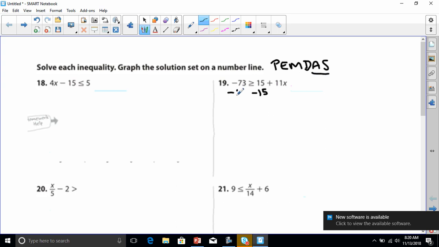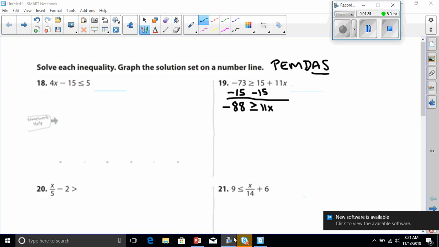Whatever I do to one side of my inequality, I must do to the other. Now this turns to 0, so I don't have to bring it down, leaving me nothing but 11x. My inequality symbol stays the same. And now negative 73 minus 15 is going to be, well, 3 plus 5 is 8, and 7 plus 1 is 8. So we have a negative 88. For those of you that were tempted to subtract here, do not do that. Remember that both of these numbers are negative. This is like I borrowed $73, and then I borrowed 15 more. That means I owe $88.